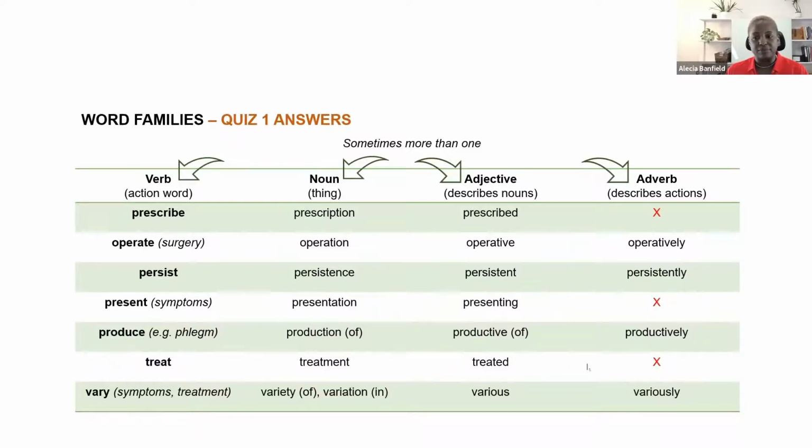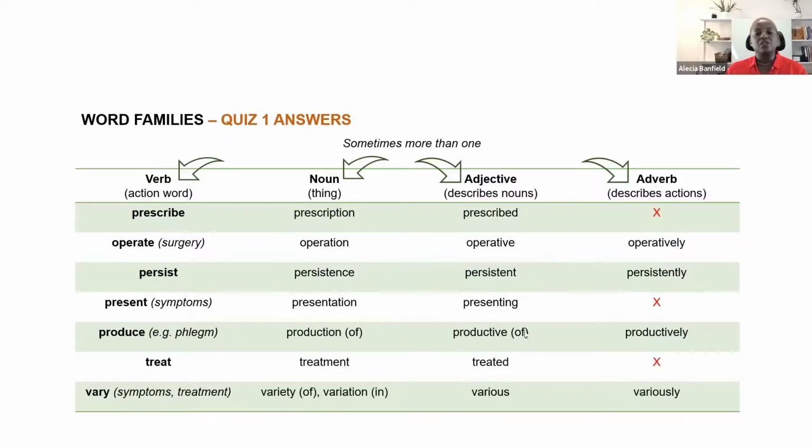Adjective is treated. And no adverb. And the last one, to vary. We're talking about symptoms and treatments here. And as mentioned, there are two nouns. So you can talk about variety or variation. And we usually say variety of and variation in. The adjective is various, and the adverb, as I mentioned, ending in ly, variously.